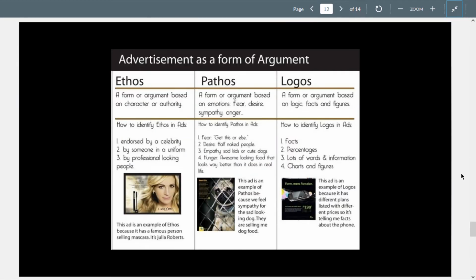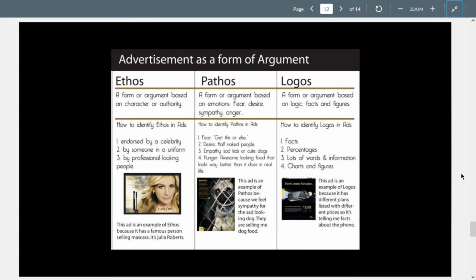So here's some examples of ethos and pathos and logos. So how to identify ethos in ads. 1. Endorsed by celebrity. 2. By someone in a uniform. 3. By professional looking people. So this ad is an example of ethos because it has a famous person selling mascara. It's Julia Roberts, right? So that's ethos, an argument based on character or authority.